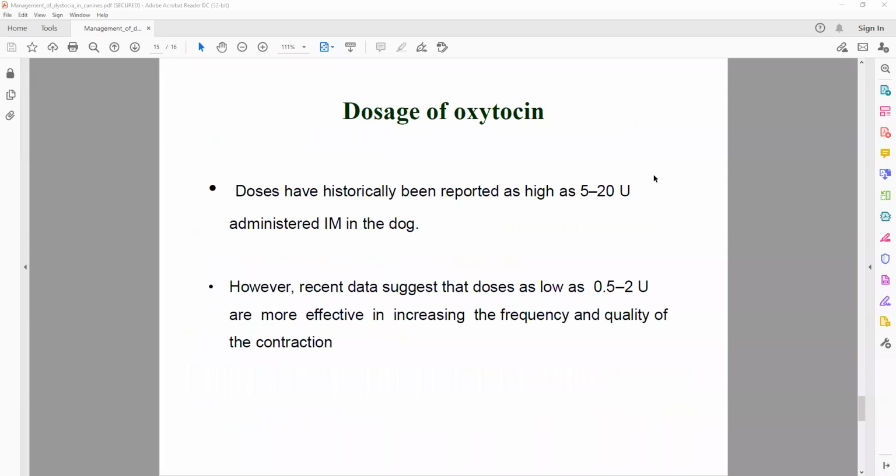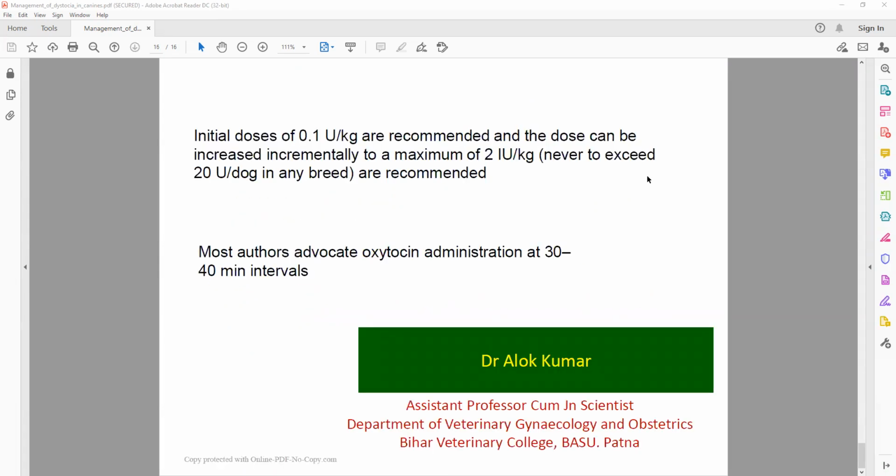Okay, so it is written here how much dose of oxytocin can be given. The same thing which I told you, that it's better if you give small shots of oxytocin. And you can maintain a gap of 30 to 40 minutes, it will be very good.